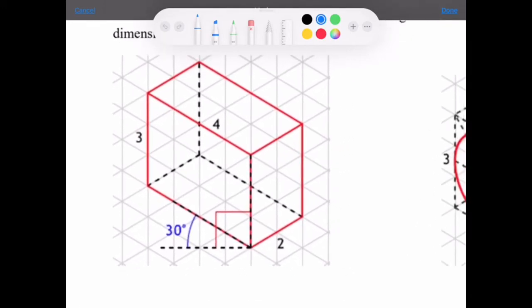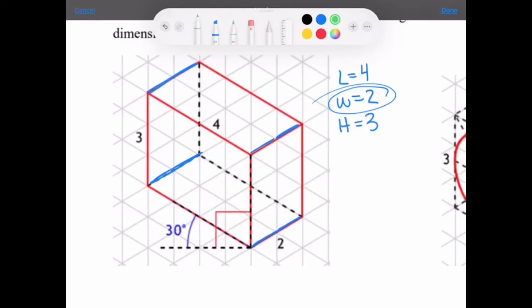The length is equal to 4, the width is equal to 2, and the height is equal to 3, right? So let's start with the width. Here we have 1 space, 2 spaces. And then again where we have the width, 2 spaces, 2 spaces, 2 spaces. Every single place that we have the width, there are 2 spaces, because that's what our width is.